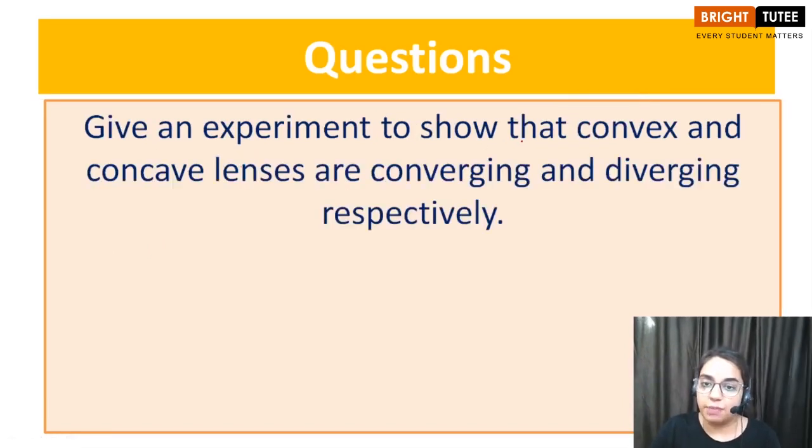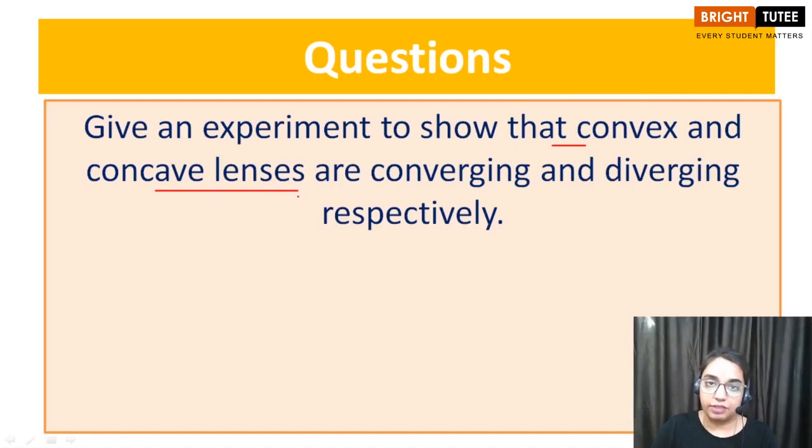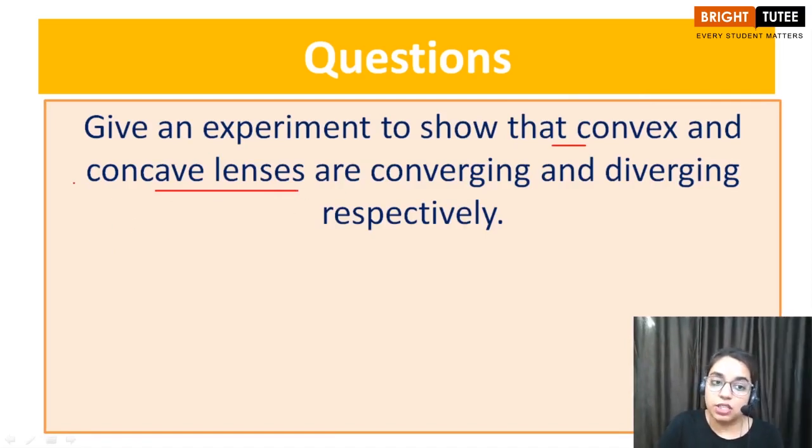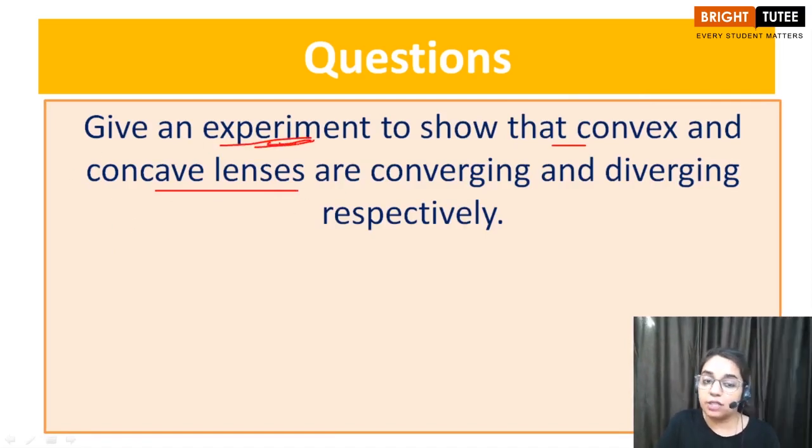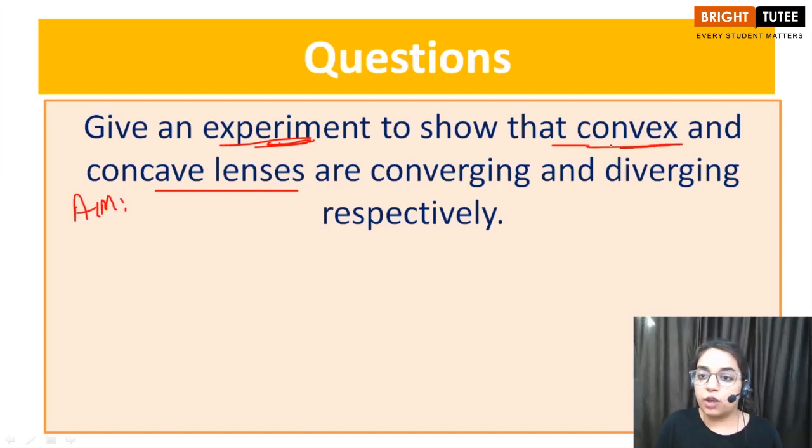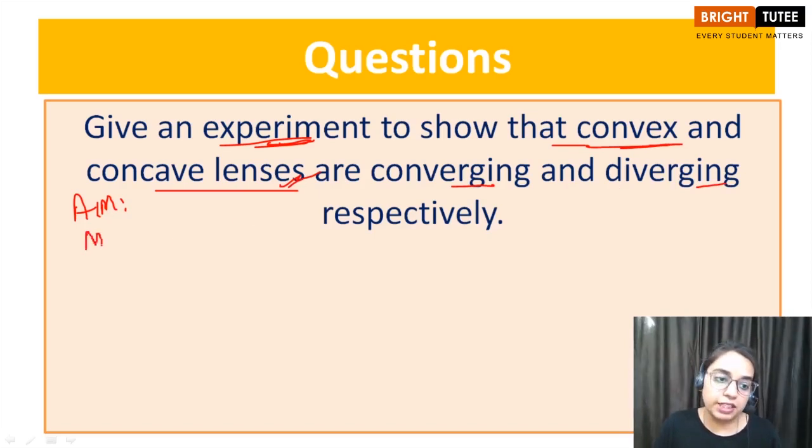Give an experiment to show that convex and concave lenses are converging and diverging respectively. For this activity, children, since this question is asked in the form of an experiment, you will first write the aim. The aim of the experiment is to show that convex lens is called converging lens and concave lens is called diverging lens. Then you will write about the materials required.